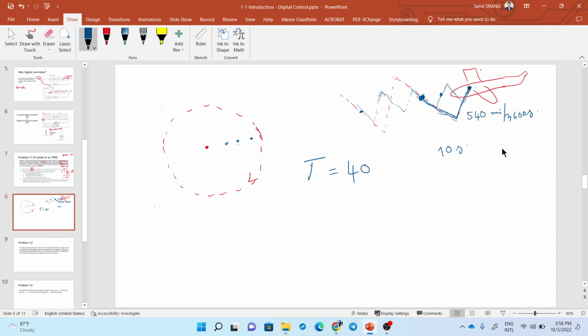Well, to me, half the period should be 10 seconds. Why half period? Wait. From here to here is 10 seconds, right? That's right. Okay, so half period is 10 seconds. So full period is 20 seconds. So what is the frequency? It's 1 over T, right? So it's equal to 0.05 hertz.